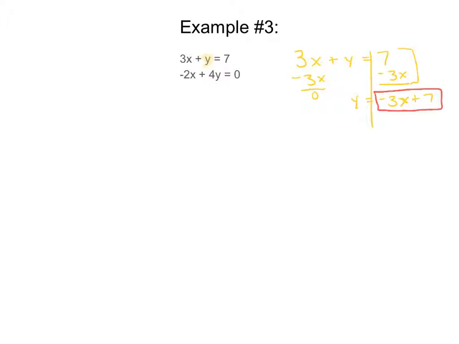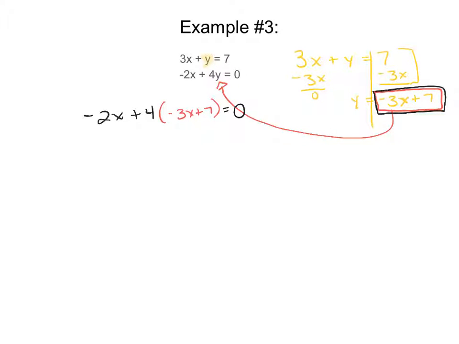So now that I've done that, I know that this is what y is equal to. So I'm going to take this and plug it into the other equation for y. That will give me negative 2x plus 4 times negative 3x plus 7 equals 0. So all I've done is taken what I solved to be y and plugged it in place of y.